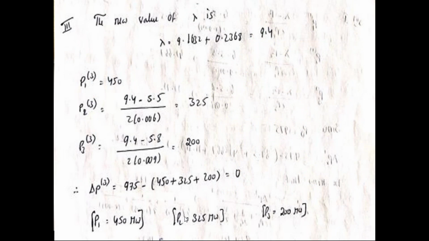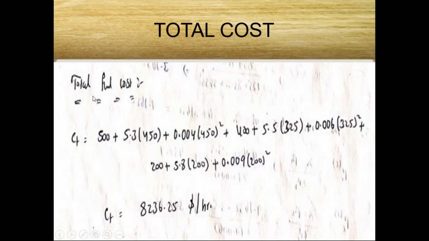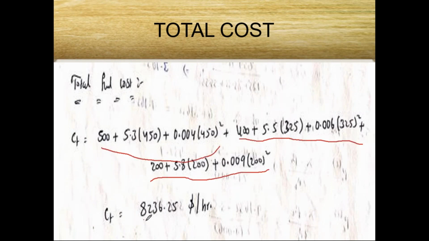See, these are the P1, P2, P3 values. Next, for getting the total fuel cost, I am substituting here CT is equal to, this is the equation for C1, this is the equation for C2, and this is the equation for C3. So finally I am getting this value, 82,823.25. So these are the two models of problems in the second method of scheduling.